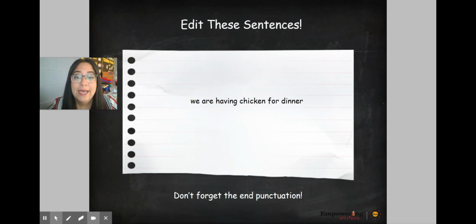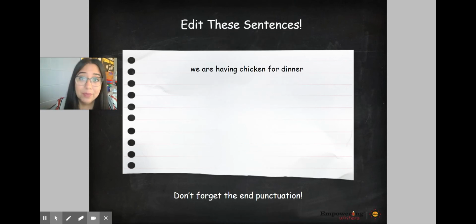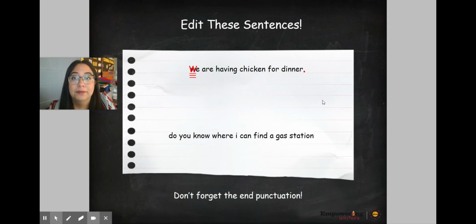So you are going to edit these sentences. Here it says we are having chicken for dinner, okay? And on the bottom it says don't forget the punctuation, and I put that on the slide as well. So here, we are having chicken for dinner. We need that first letter of the sentence to be capitalized, and then we need the period at the end.